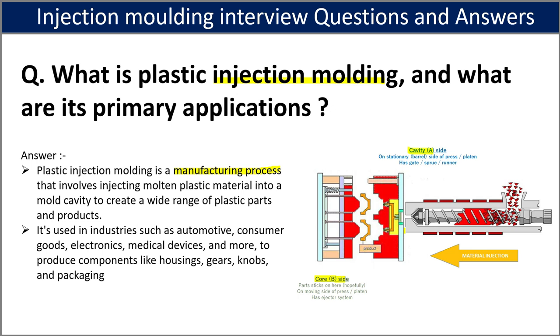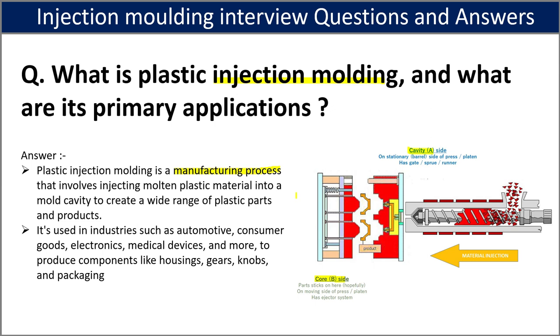And this is the injection unit, where with the help of a screw we are pressurizing the material and injecting it into the mold. In the mold unit there are two halves, one is a cavity and another is a core. In the middle you can say this is the product. After that, with the help of an ejector pin, we eject the part from the mold.